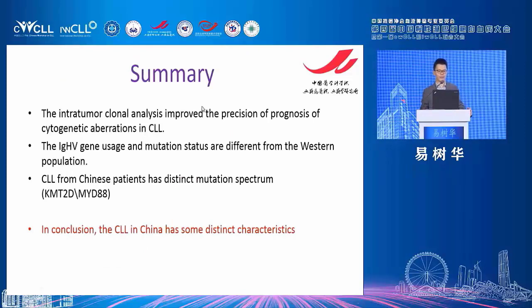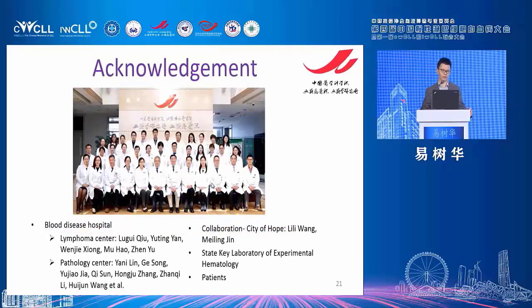So in summary, there are some distinct characteristics in Chinese CLL, including the IGHV gene usage and mutation, and also these two genes happen more frequently in this distinct IGHV usage population. So that means some of the population have distinct biological characteristics in Chinese CLL patients. Thank you very much.